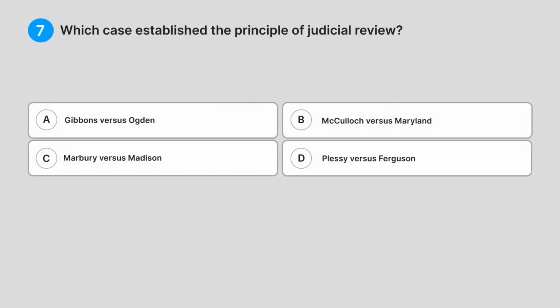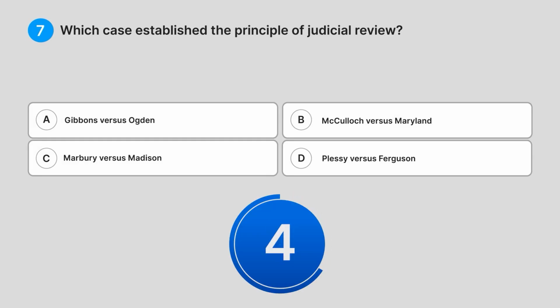7. Which case established the principle of judicial review? A. Gibbons versus Ogden. B. McCulloch versus Maryland. C. Marbury versus Madison. D. Plessy versus Ferguson. Do you know the answer?